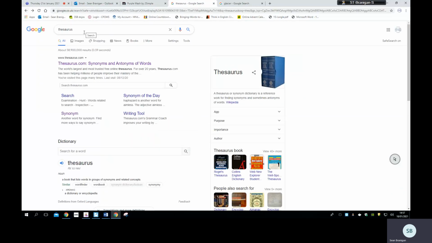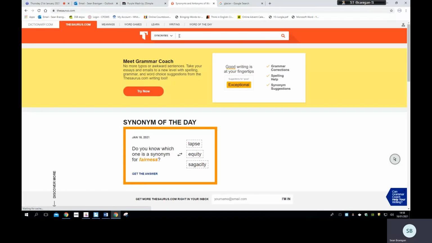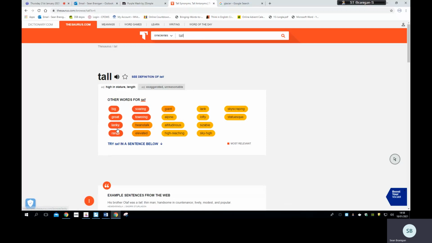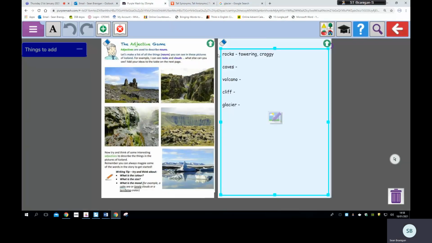Boring. So I thought, I know, I'm going to go on to thesaurus.com. I'm sure we used this a few weeks ago. Type in thesaurus onto Google, and then I typed in jagged. You might not be able to think of words for tall. You could type tall in, okay? Soaring. Oh, towering. We used that for our trees, didn't we? In a story. And obviously I've used it today. Towering, craggy. What else could I have for these rocks?